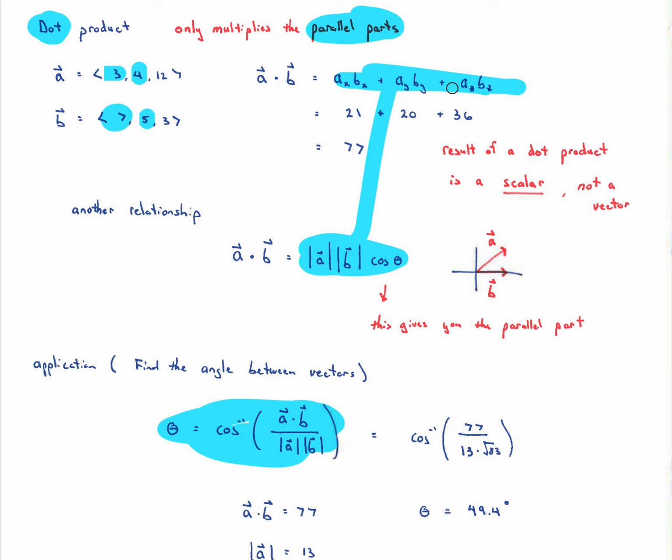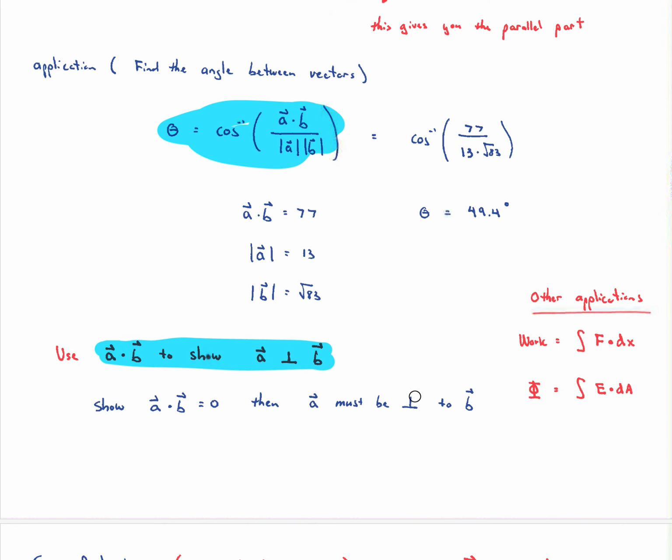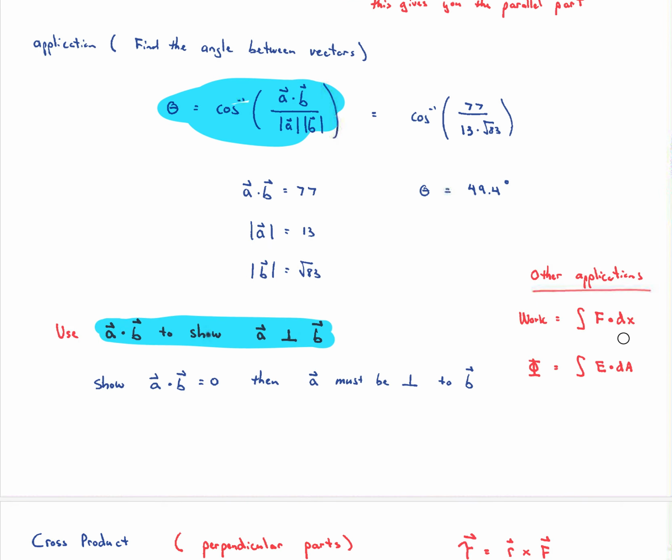So the dot product is 0 if and only if the angle between the two vectors is 90 degrees. If it's 90, the dot product will be 0. If you can show me the dot product is 0, the angle must be 90. Again, these are non-zero vectors, so the only way it's 0 is if the cosine is 0, and cosine of 90. Okay?